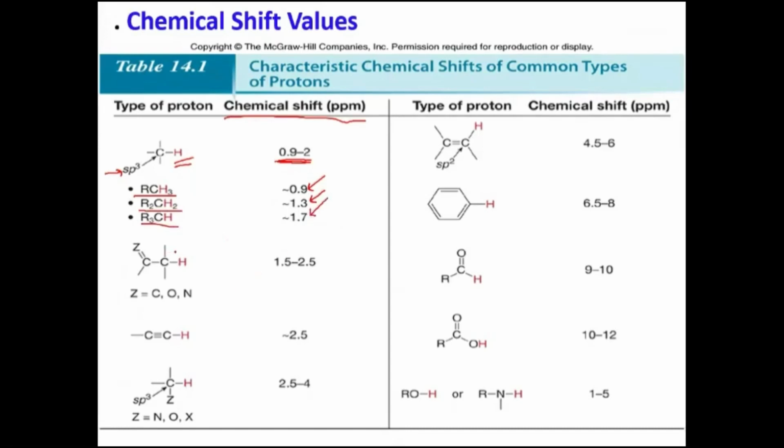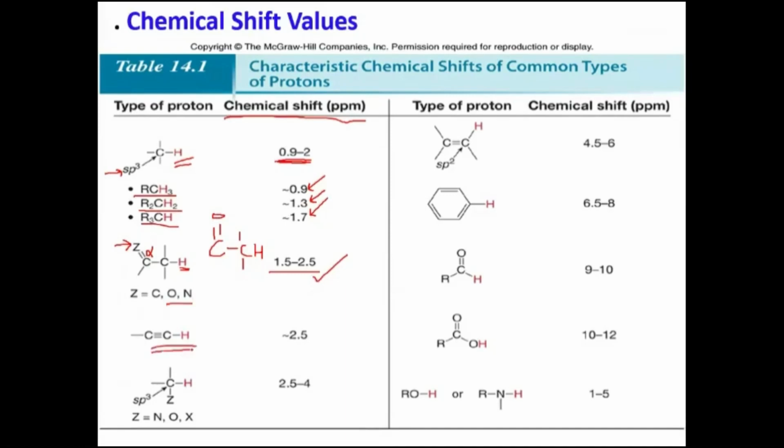Now, if the hydrogen is attached to a carbon and that carbon is at the alpha position to Z, then the value of delta will be 1.5 to 2.5. So this Z may be carbon, oxygen or nitrogen. Okay, where will this be useful? This will be useful in compounds which contain ketonic groups, aldehydic groups. In that case, this value is important. We can identify the presence of aldehyde and ketone.